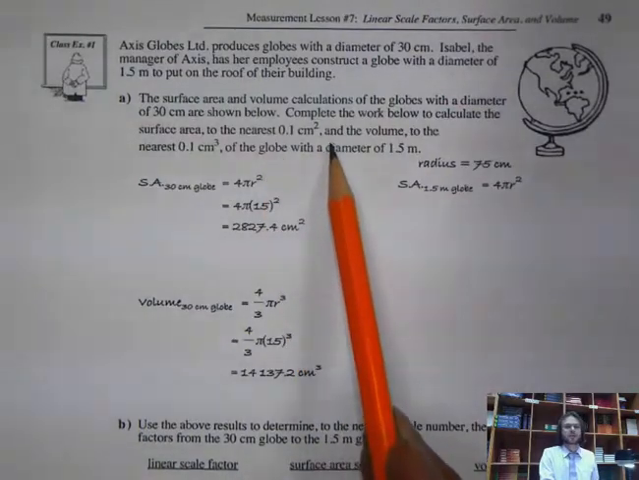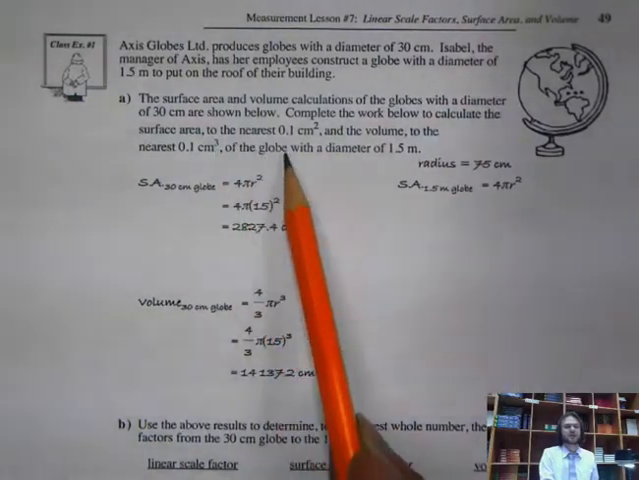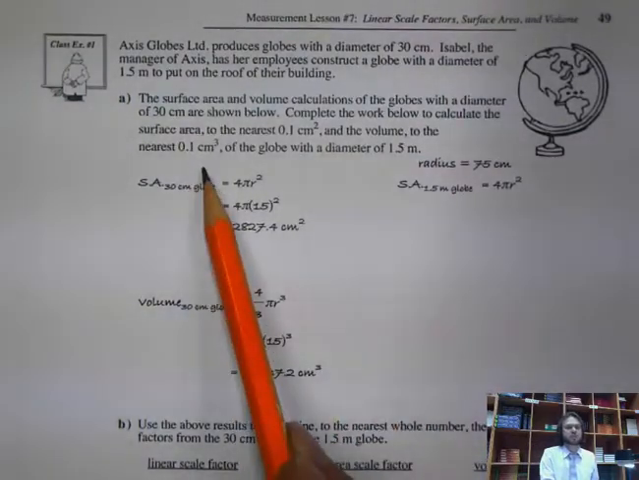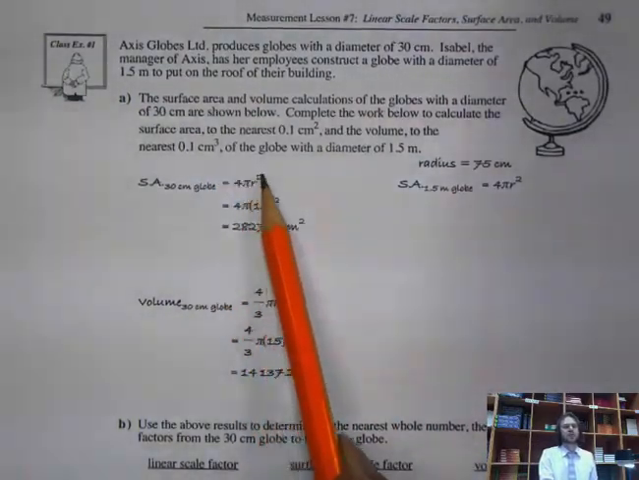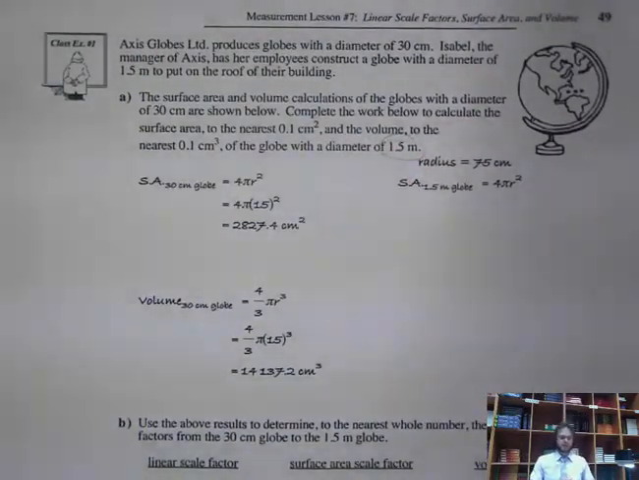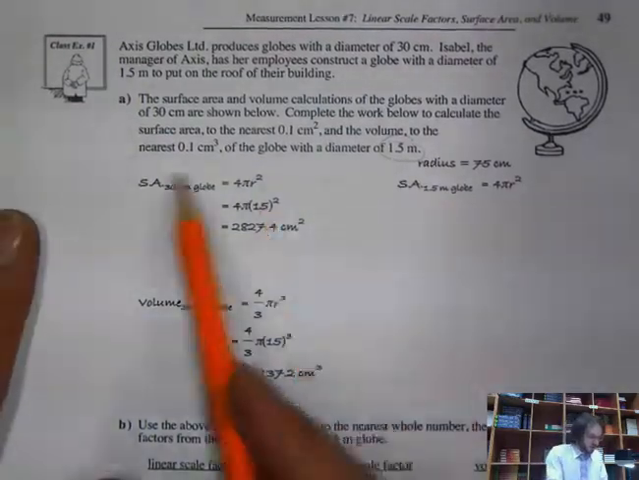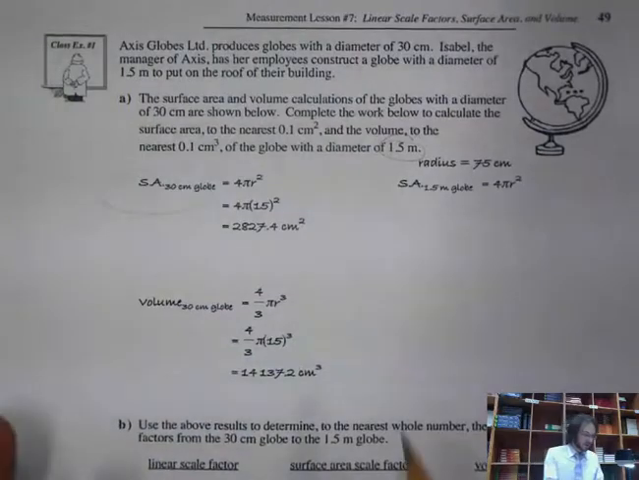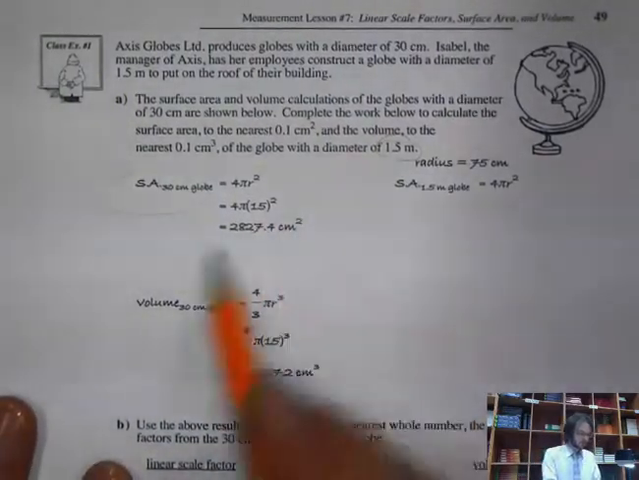Complete the work below to calculate the surface area to the nearest 0.1 centimeter squared and the volume to the nearest 0.1 centimeter cubed of the globe with a diameter of 1.5 meters. Okay? So, here we go. First they're finding our surface area of the globe. And it's that.